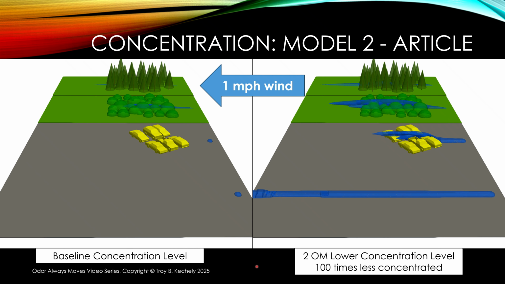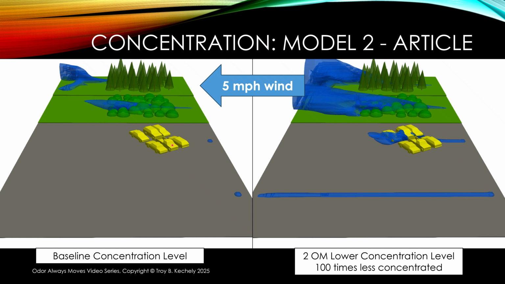So again, we're going to look at the baseline versus the concentration that is 2 orders of magnitude lower. You can see this is 1 mile per hour. This is the baseline. Again, we had to modify the original because it was so little odor. So this is the video that you saw, and this is if it was the same concentration as the person. Basically not there. And then here, it's there. At least you're seeing, again, more of an impact.